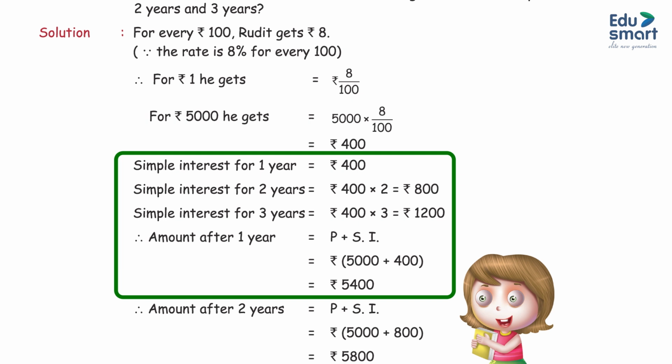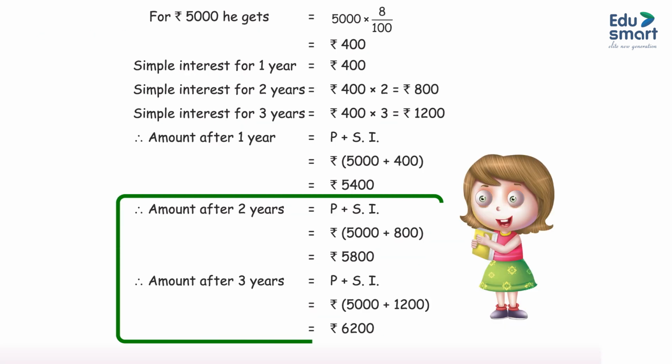Amount after 1 year equals P plus SI, 5,000 rupees plus 400 equals rupees 5,400. Amount after 2 years equals P plus SI equals rupees 5,000 plus 800 equals rupees 5,800. Amount after 3 years equals P plus SI equals rupees 5,000 plus 1,200 equals rupees 6,200.